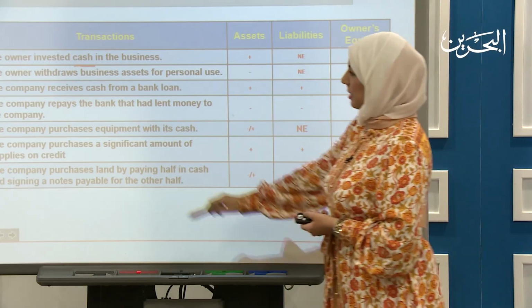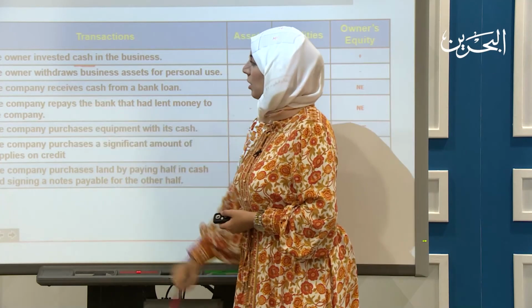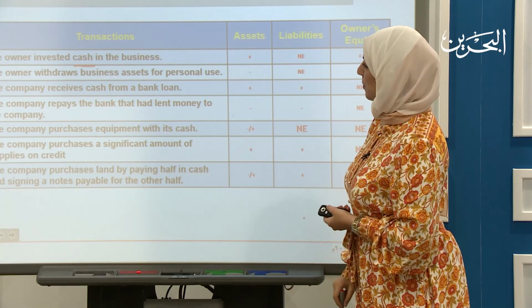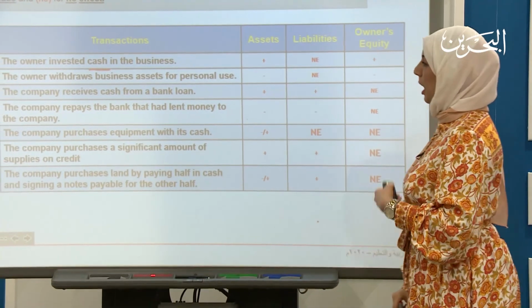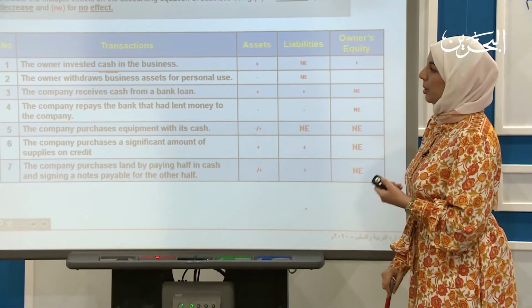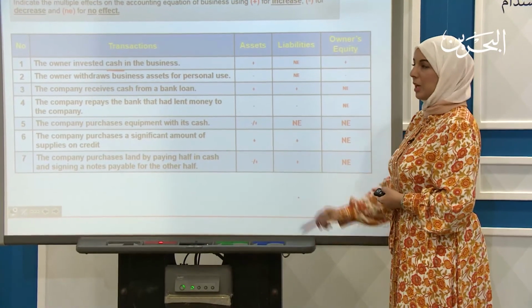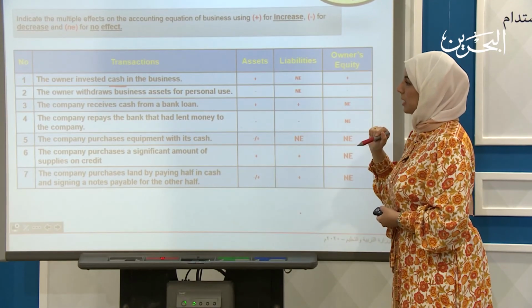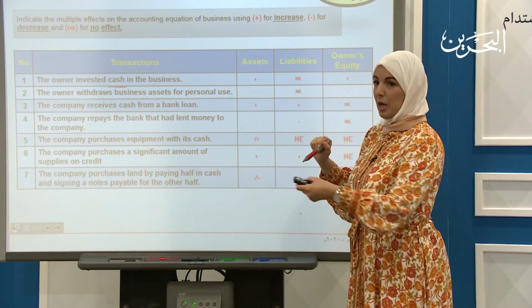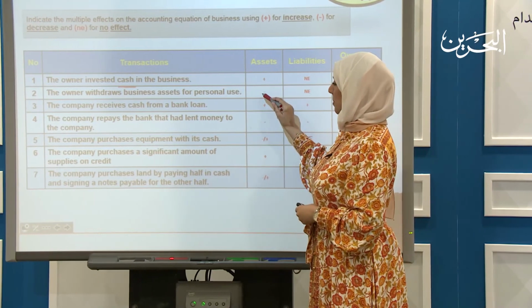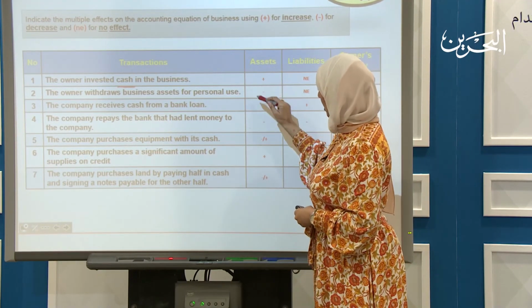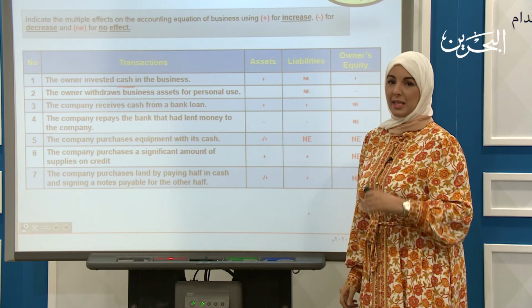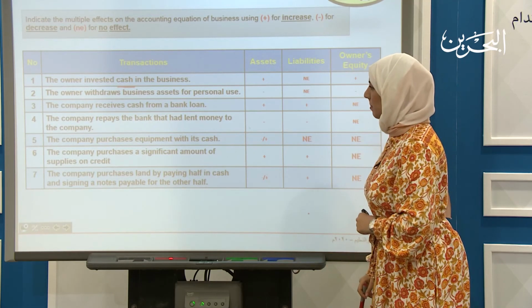For the second transaction, the owner withdraws business assets for personal use. If I withdraw, I know the withdrawal will affect the owner equity of the company, so it will decrease the owner equity. And if I withdraw money, the cash in my company will decrease. So the cash is a type of asset and it will be decreased.